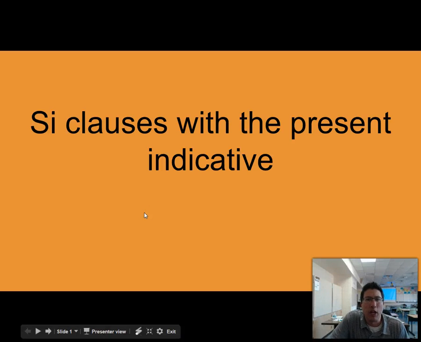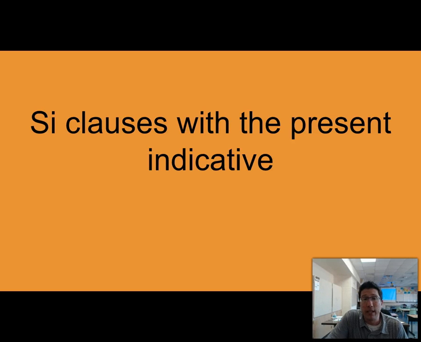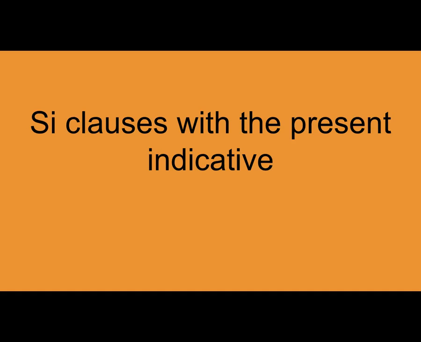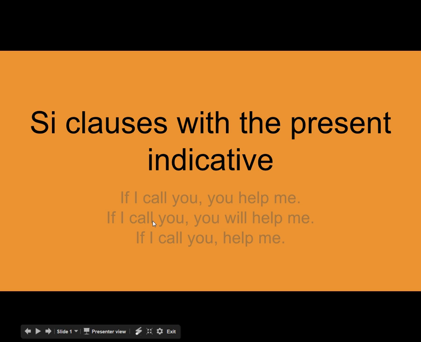This presentation will talk about si clauses with the present indicative and with the imperfect subjunctive. A si clause is an if statement. The word si without the accent mark means if, and don't forget that when it has the accent mark, it means yes. So first we'll talk about si clauses in the present indicative.